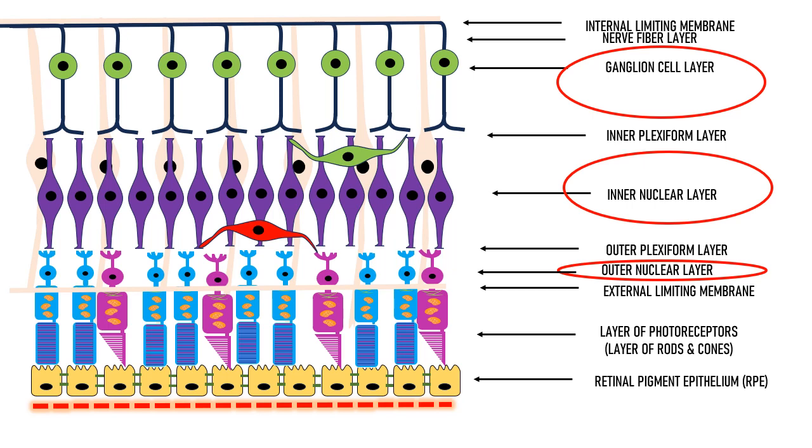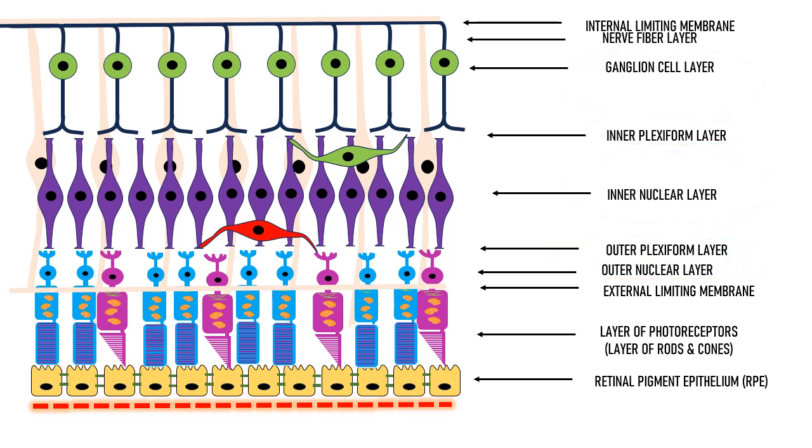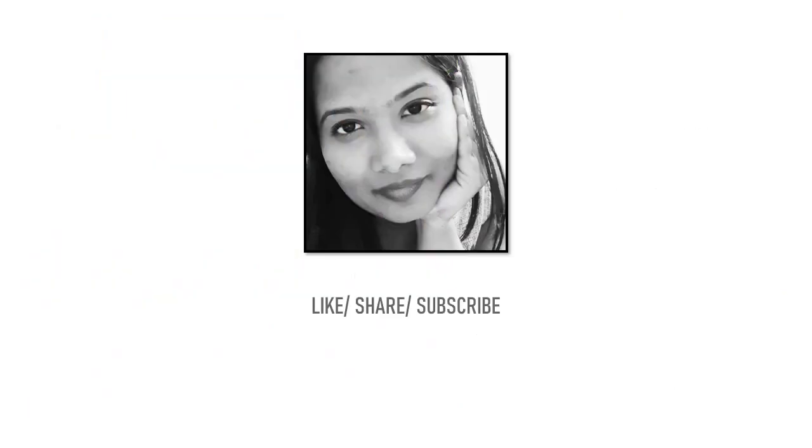The other two important layers are the plexiform layers, where synapses between these nuclei occur. Outer plexiform layer contains synapses between the cells of outer nuclear layer and the inner nuclear layer, while the inner plexiform layer contains synapses between the cells of inner nuclear layer and the ganglion cell layer. Besides these, there are three types of glial cells, which are the supportive cells of retina, the most important of which are Mueller cells, which form the internal limiting membrane and the external limiting membrane.